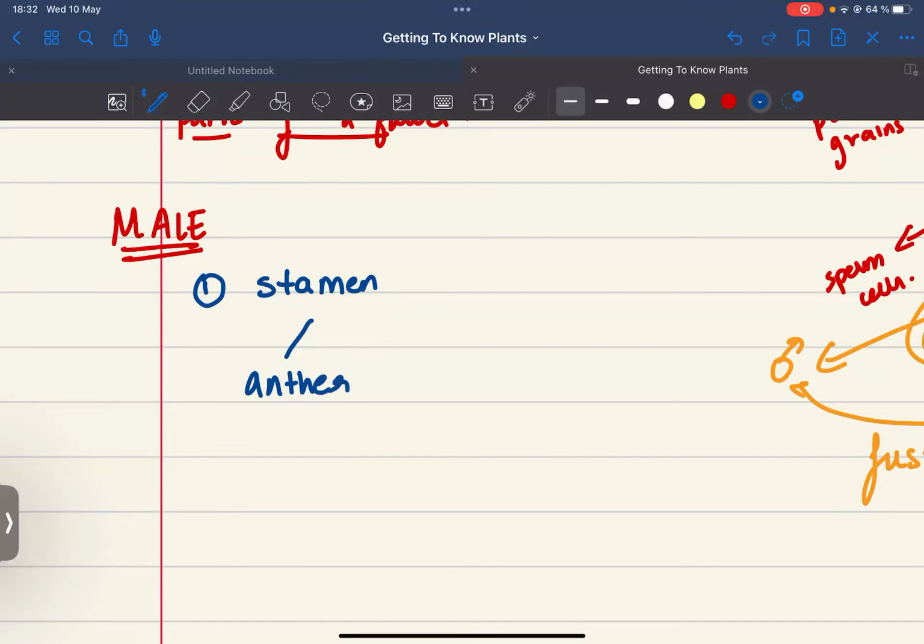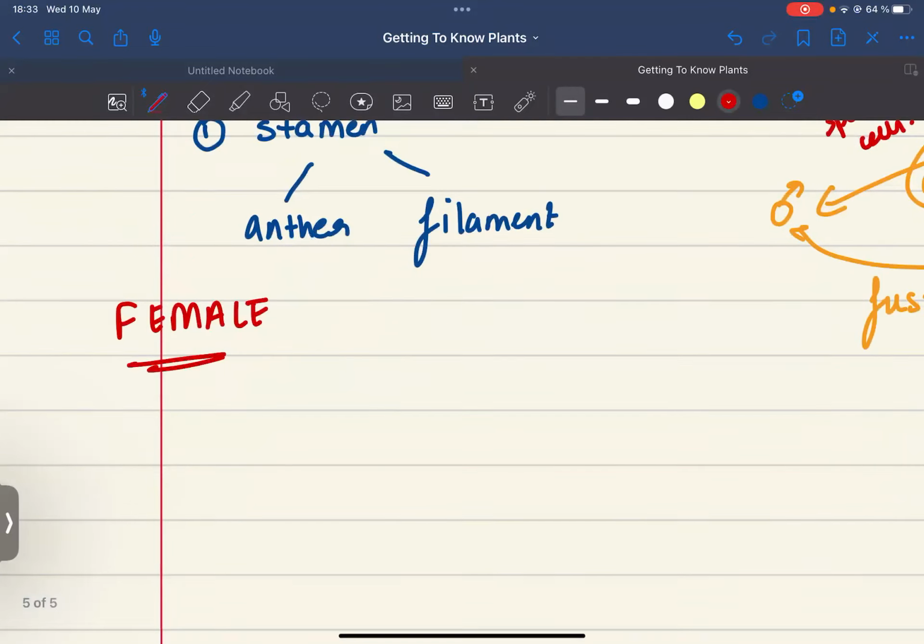Okay, the anther. And what is the other part of the stamen? This is the anther. Sritej? Ma'am, filament. Filament. Okay. So the other part is the filament. So this is the male part. The female part is the pistil.